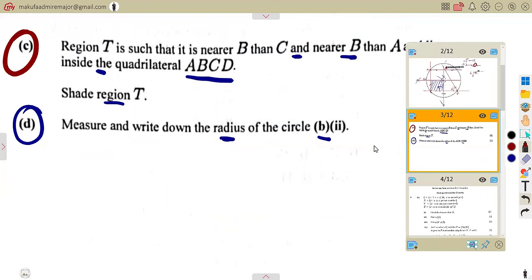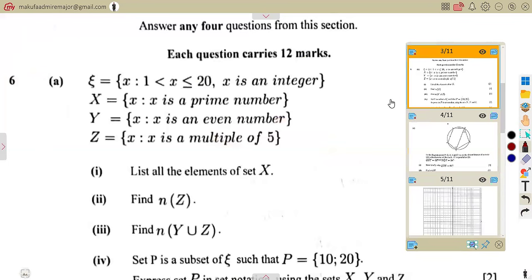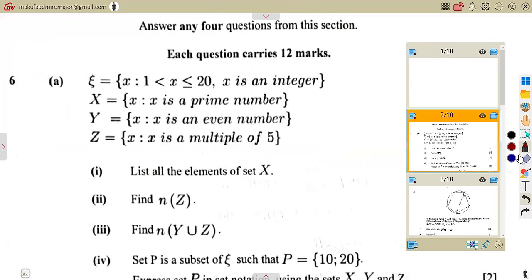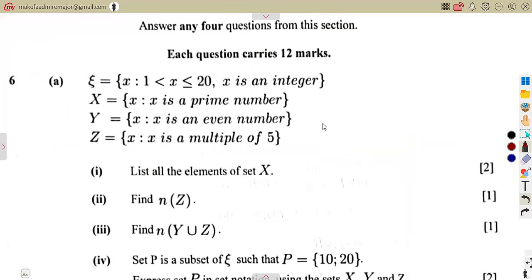Okay, make sure that your constructions are clear. What is important is that your constructions are supposed to be clear. That is the major part. Let them be clear. Very, very clear.